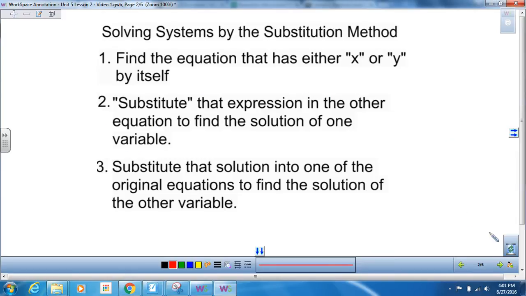Okay, so remember, systems are two or more equations together. Our solutions are ordered pairs. On a graph, it's where they intersect. But we can actually solve them without graphing. All right, so these are the steps. Find the equation that has either x or y by itself. Okay, so let's look at an example.